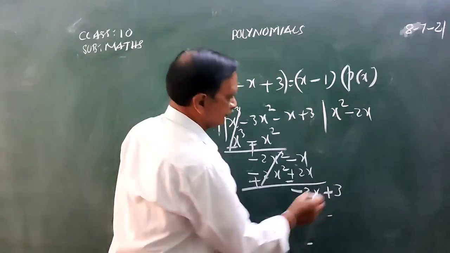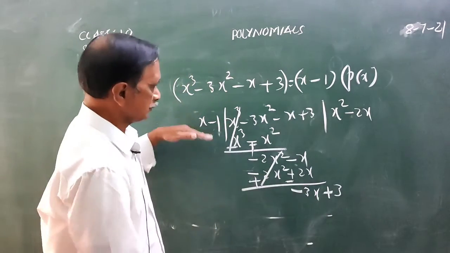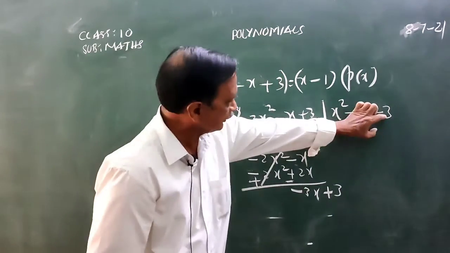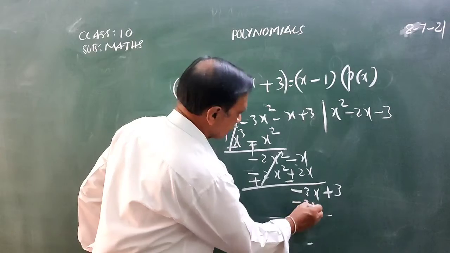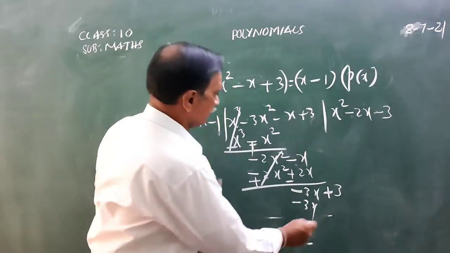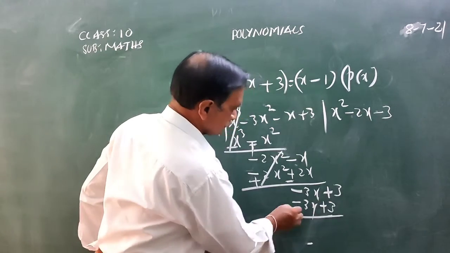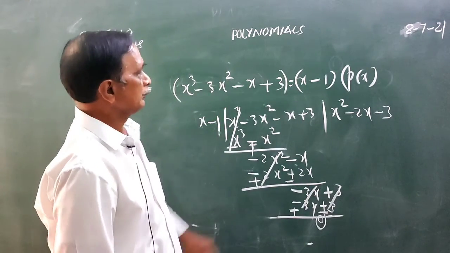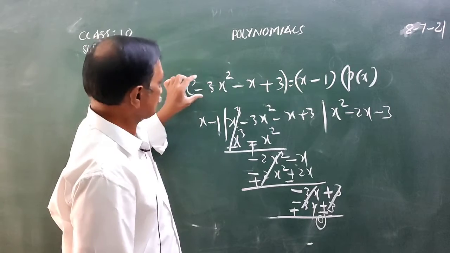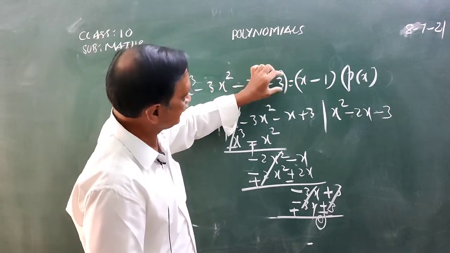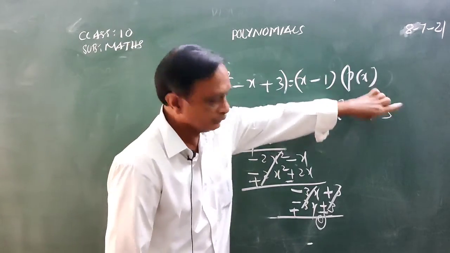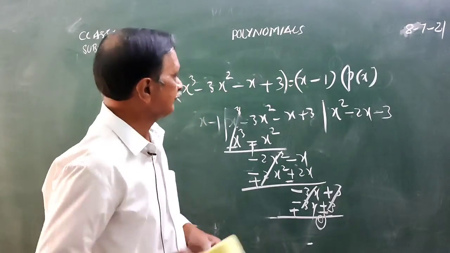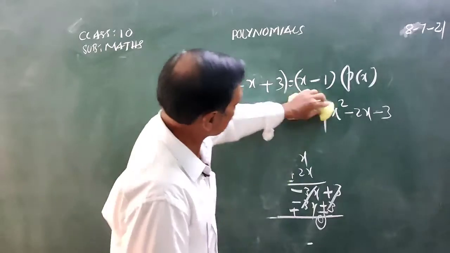Bring down the next term, plus 3. Divide the first term by first term. You get minus 3. Multiply this divisor by minus 3. Minus 3 into x, minus 3x. Minus 3 into minus 1, plus 3. So subtract. What is the remainder obtained here? 0. So here p of x equals x cube minus 3x square minus x plus 3 divided by x minus 1, which gives x square minus 2x minus 3. So replace p of x by x square minus 2x minus 3.